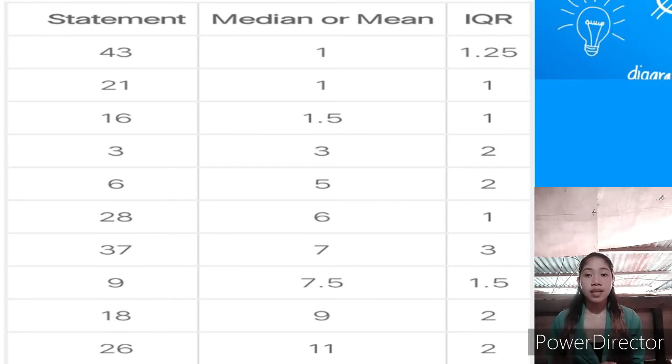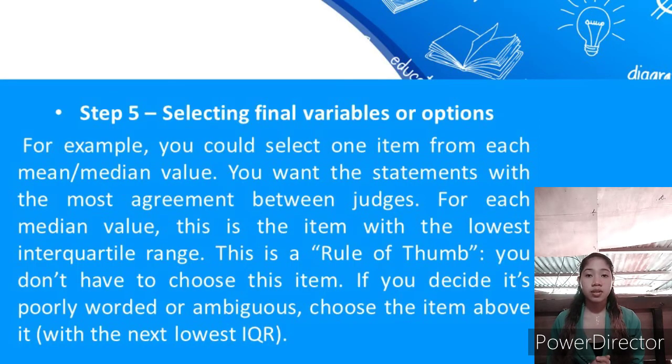Then the last step is selecting final variables or options. Selecting options on the basis of the above table or the table that I have presented earlier. For example, you could select one item from each mean or median value. You want the statements with the most agreement between judges. So for each median value, this is the item with the lowest interquartile range.